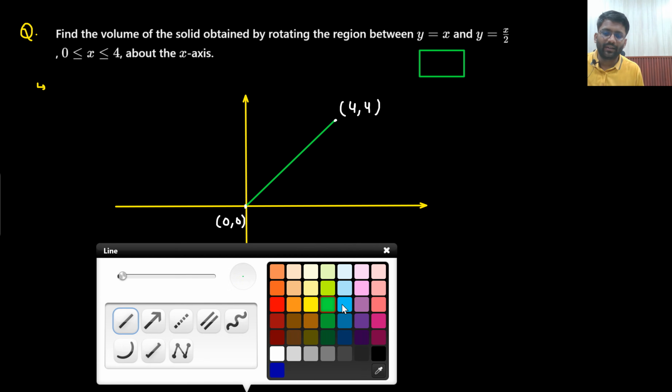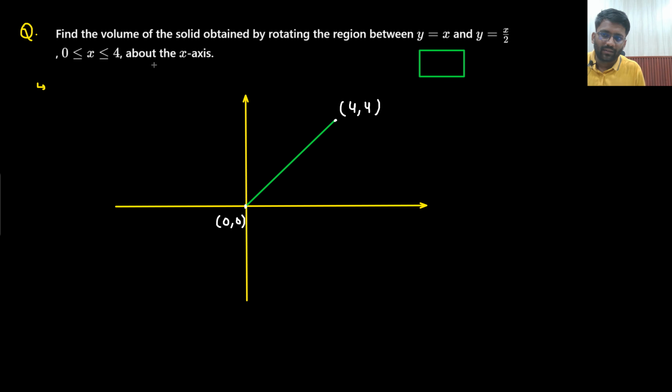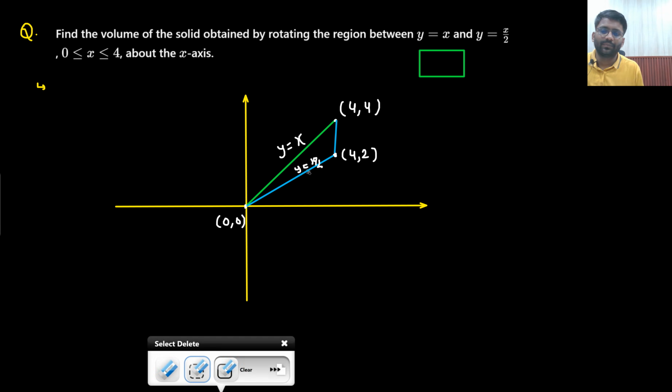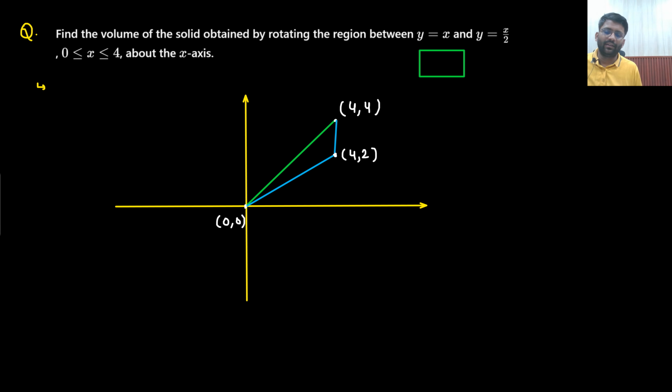And the next graph I will make, x going from 0 to 4, y equals x by 2. So this is the graph of y equals x and this is the graph of y equals x by 2. At x equals 4, you will be getting y equals 2. So this is the graph, right? Now what is the region bounded? This is the region bounded.